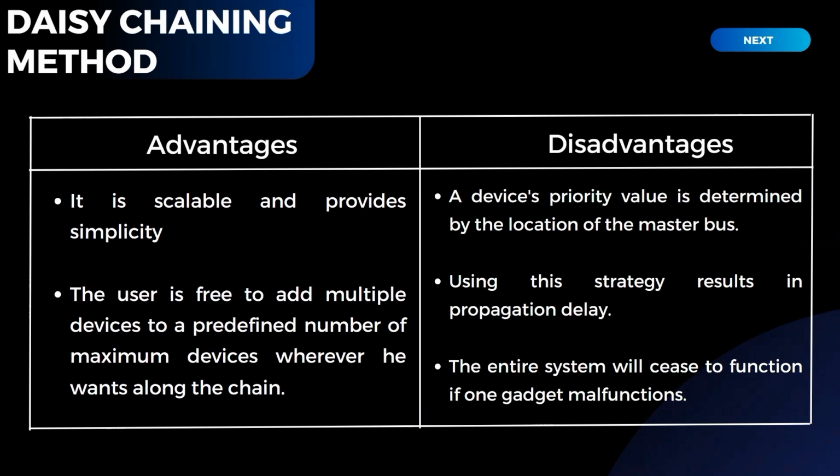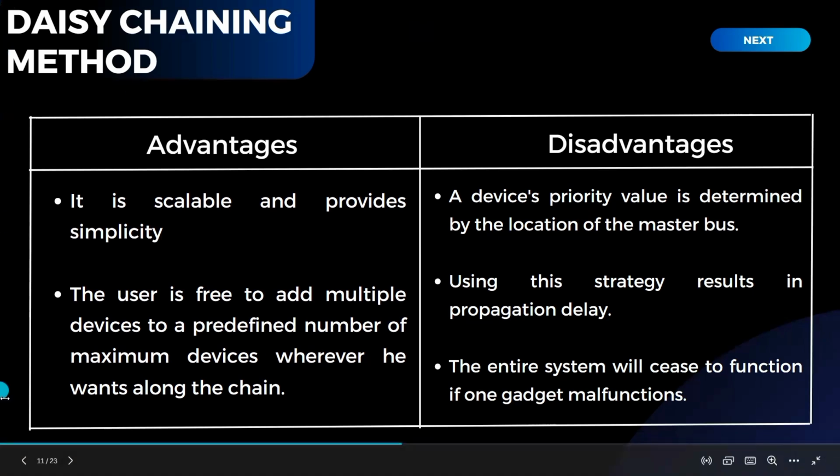As any method has its advantages, it also has cons. The priority value assigned to a device depends on the position of the bus master. Propagation delay arises in this method. Thirdly, if one device fails, then the entire system will stop working.